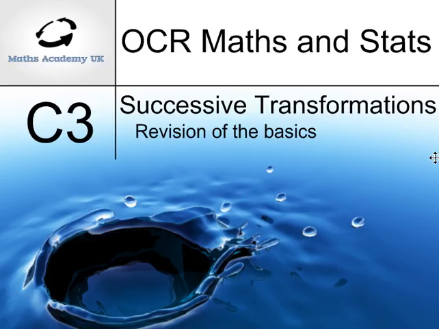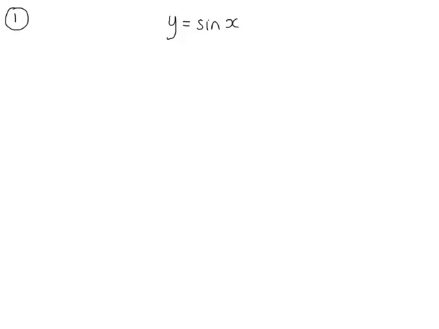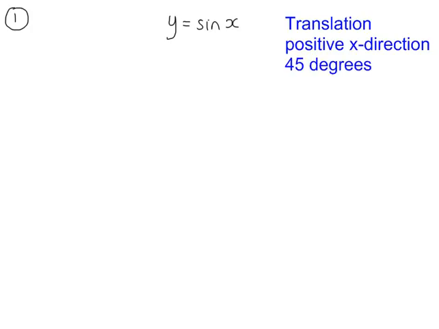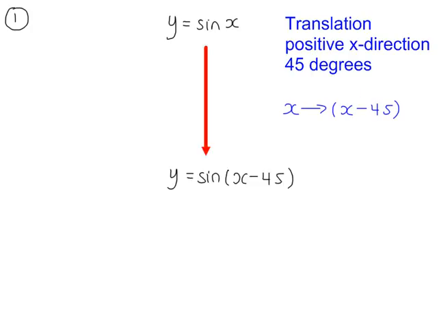Successive transformations, revision of the basics. Y is equal to sine x, where x is in degrees. Let's apply a translation in the positive x direction by 45 degrees. So replace x with x minus 45. So we get y is equal to sine x minus 45.